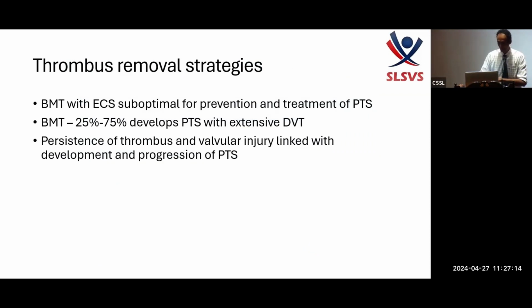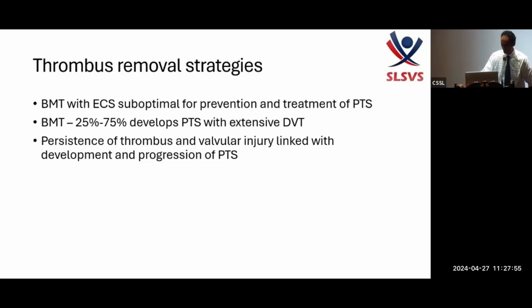Then I'll talk about the thrombus removal strategies. They say the best medical therapy and elastic compression stocking will be suboptimal for the prevention and treatment of PTS. And even with best medical therapy alone, there will be about 25 to 75% of PTS with extensive DVT. That means iliofemoral DVT. The persistence of the thrombus will be linked with the valvular injury, and it will cause inflammatory reaction, and it will develop and progress into PTS.